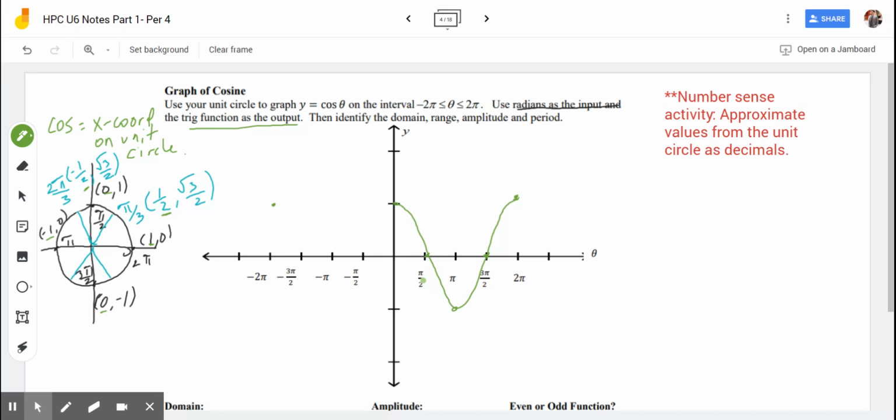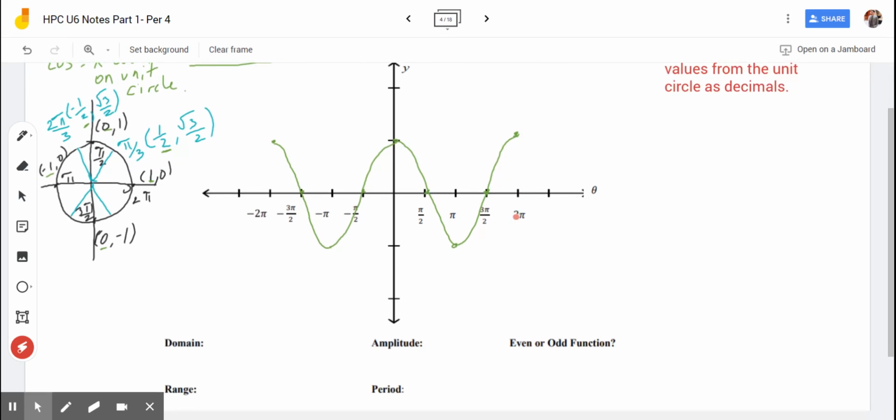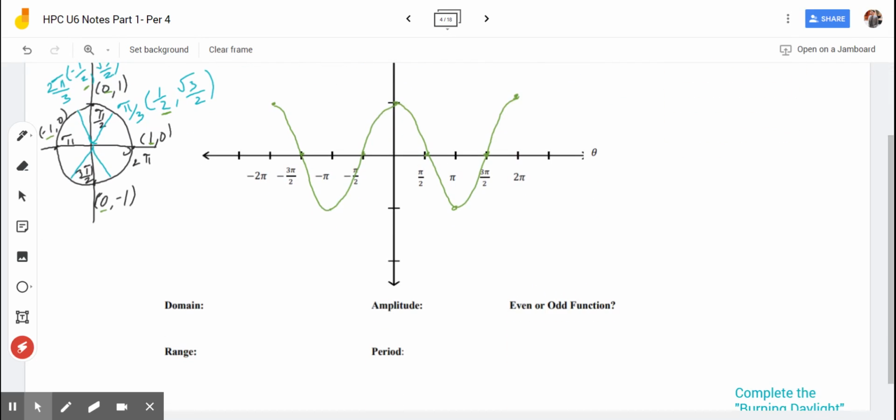Coterminal with pi over 2, we're going to be at -3 pi over 2. Coterminal with pi, we're going to be at -pi. Coterminal with 3 pi over 2, we're at -pi over 2. Coterminal with 2 pi, we're back at 0. So here are 2 periods of cosine: -2 pi to 0, and then 0 to 2 pi. That valley shape is what we're looking for in the parent function of cosine.